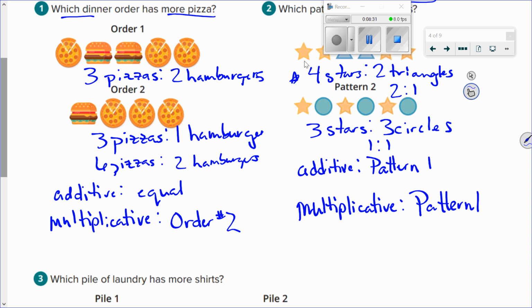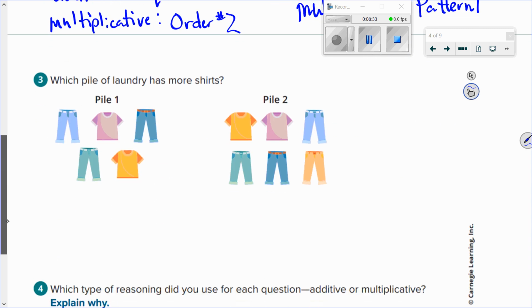Okay? Our third one, which pile of laundry has more shirts. This one we have 2 shirts, 3 pants.